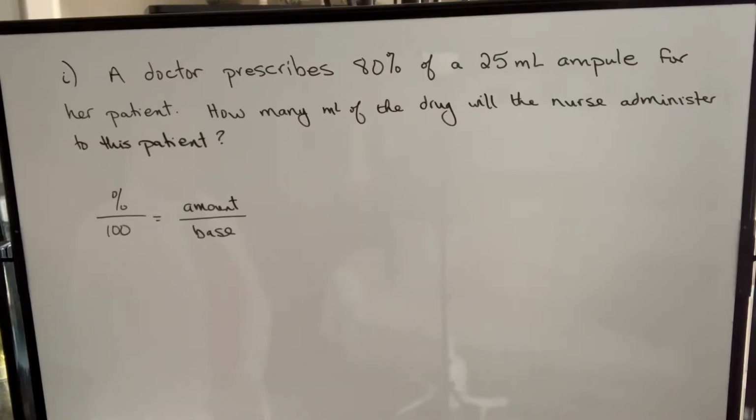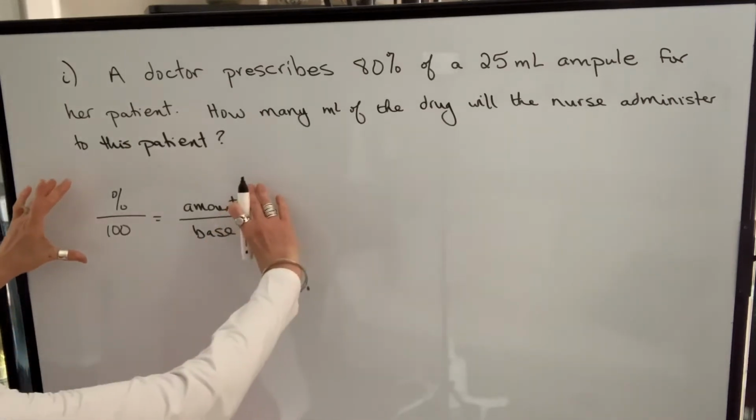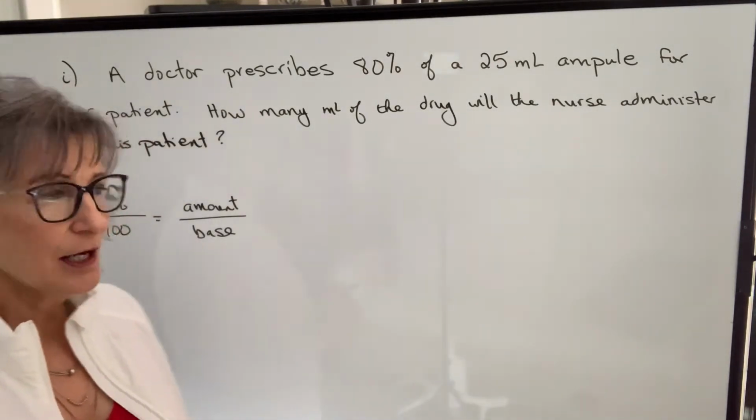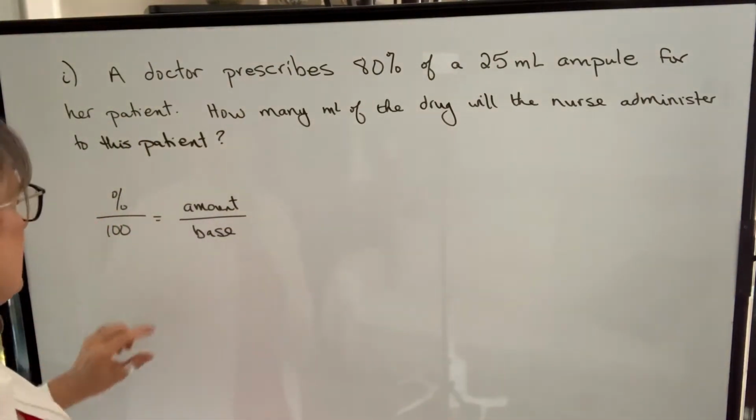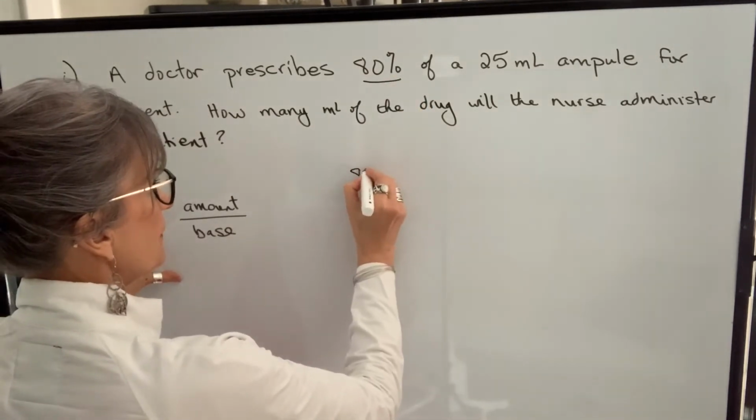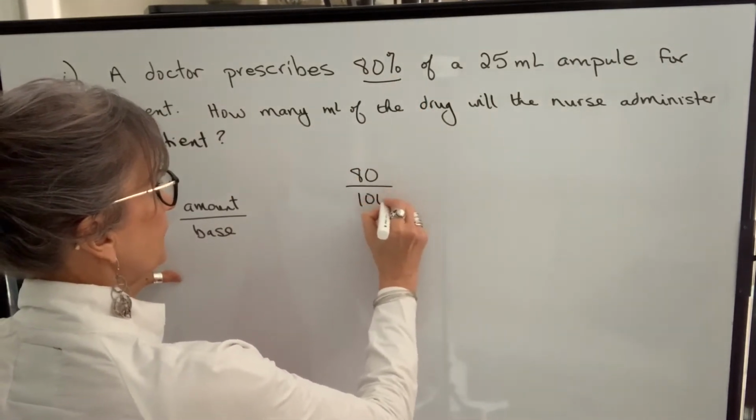A doctor prescribes 80% of a 25 milliliter ampule for her patient. How many milliliters of the drug will the nurse administer to this patient? So remember, this is the way we're going to set it up. You're welcome to do a shortcut if you're comfortable doing shortcuts, but I'm going to stick to this method. Percent we know is 80%. So that number always goes over 100.